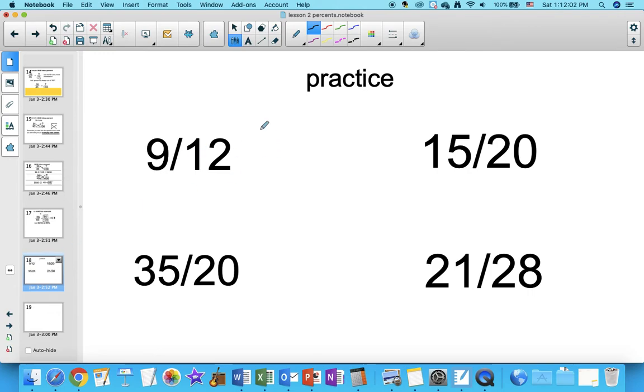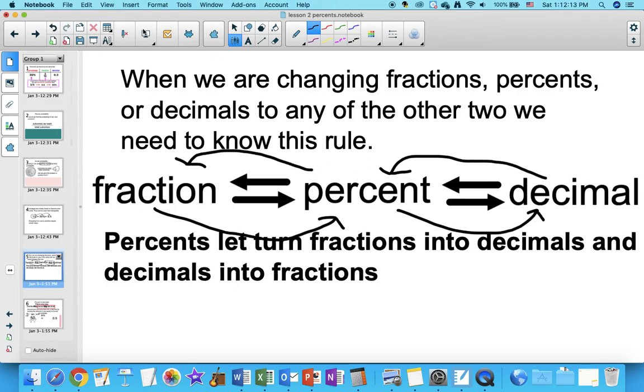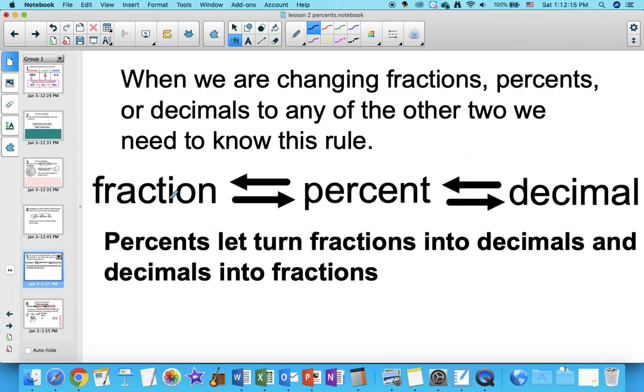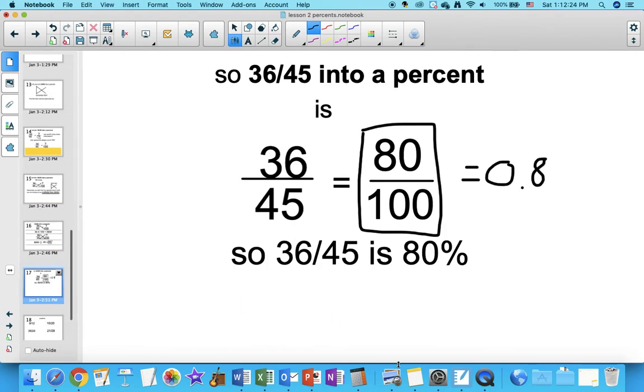And so that's basically it. We've converted percents into fractions, fractions into percents, decimals into percents, and so on. Now you may be saying, how can we turn decimals into fractions? Well, you go decimal to percent, percent into fraction, or fraction to percent, percent into decimal, just like I did with our example here. I turn this fraction into a percent, and if I have 80% and I'm turning it into a decimal, I go 1, 2, boom, 0.8.